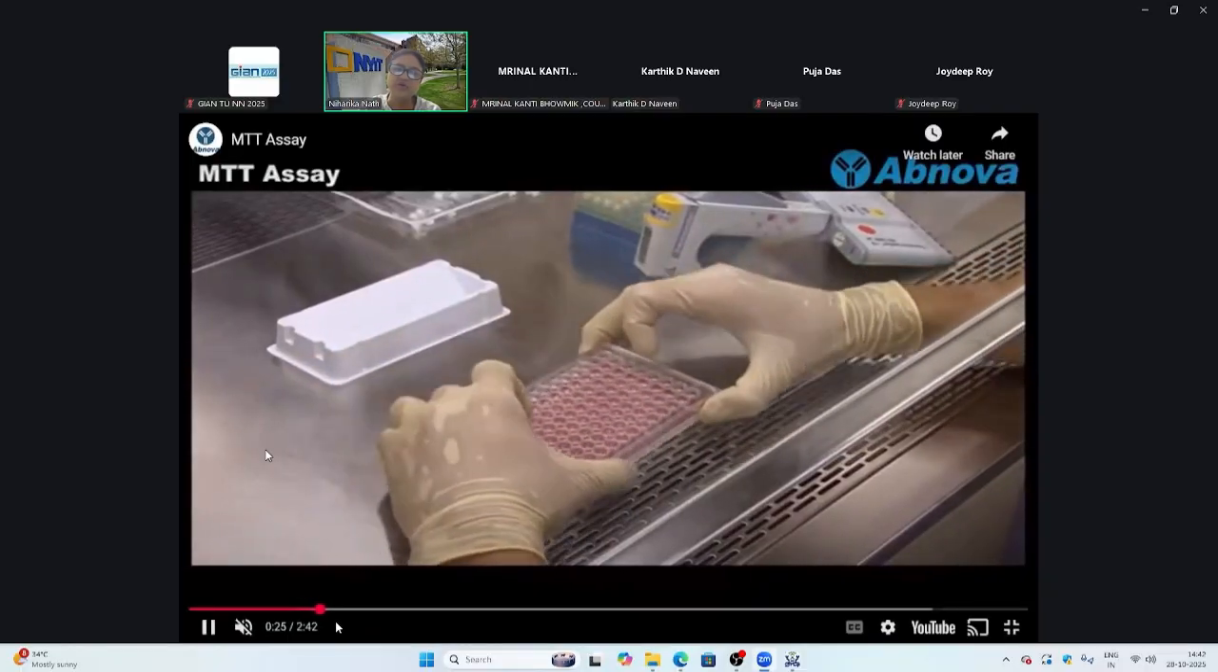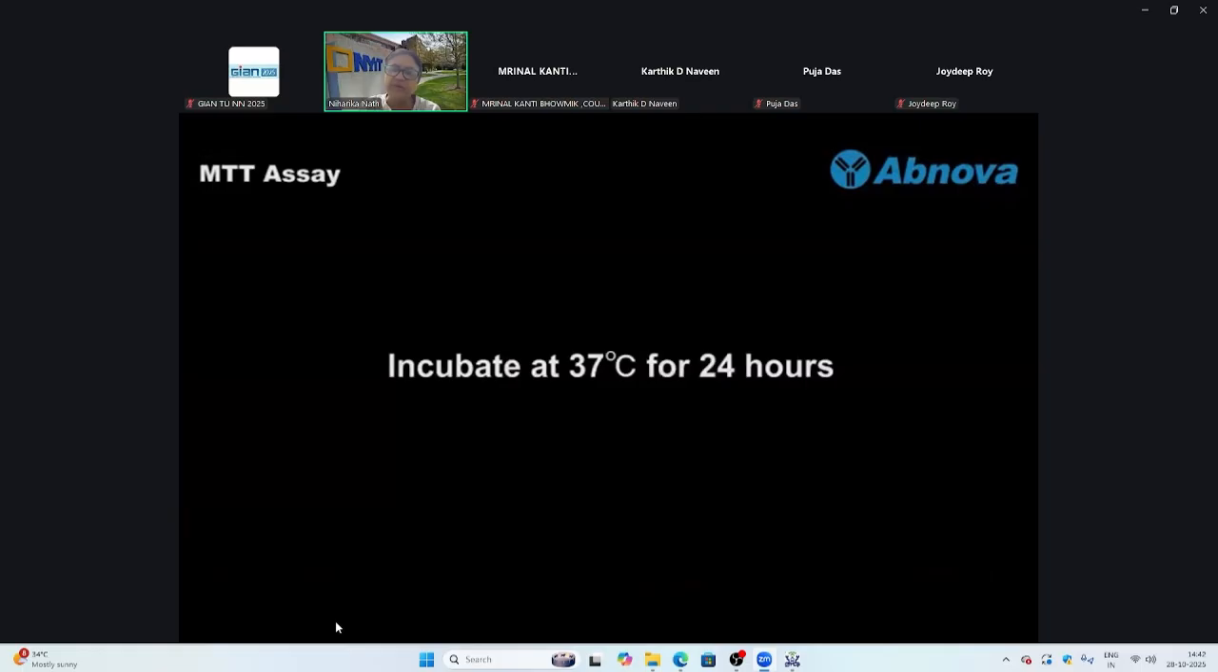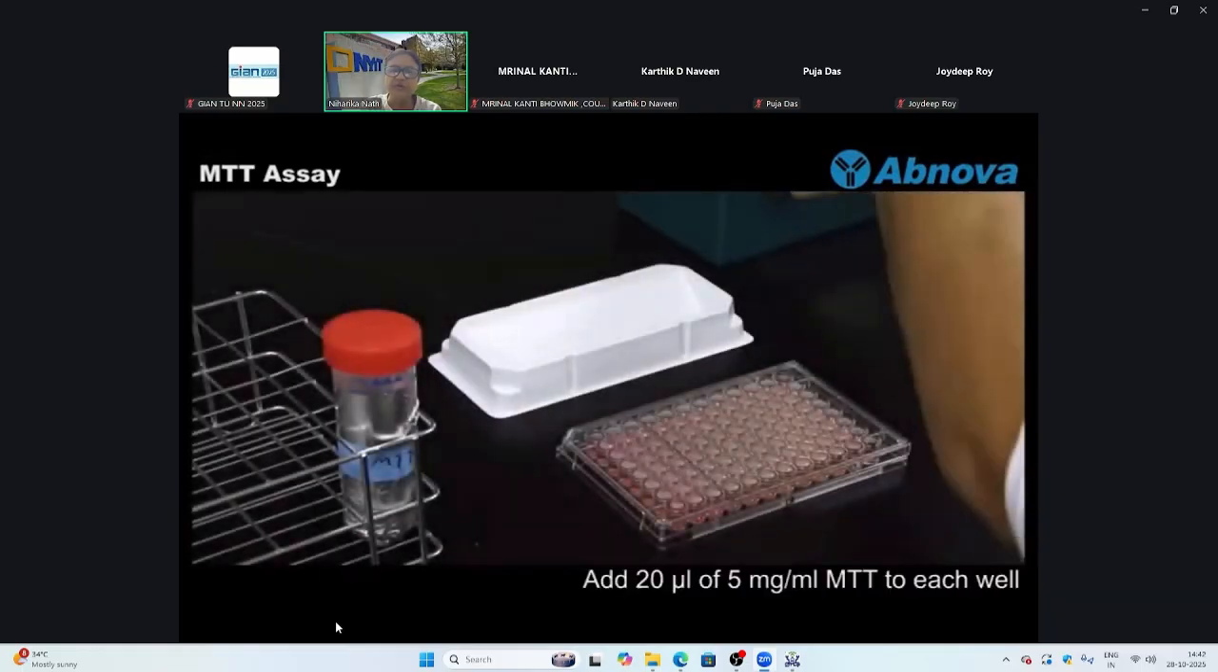So cells have been added to this 96 well plate. This is a tissue culture hood. And you're growing the cells for 24 hours.